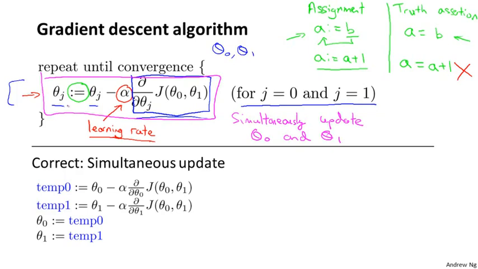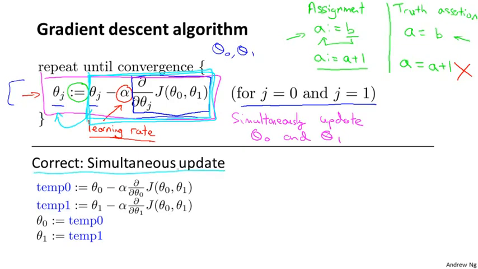What I mean by that is that, in this equation, we're going to update theta 0 colon equals theta 0 minus something, and update theta 1 colon equals theta 1 minus something. And the way to implement this is you should compute the right-hand side, right? Compute that thing for theta 0 and theta 1, and then simultaneously, at the same time, update theta 0 and theta 1. Okay? So let me say what I mean by that.